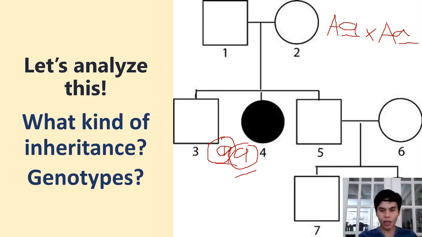Now for the next, for 3 and 5, we have no way of knowing if they are capital A capital A or capital A and small a. So even in the case of 5, 6, 7, 8, it's very difficult to determine what their genotypes are. But at the very least, our guess that this kind of inheritance is recessive makes sense because we have a homozygous recessive genotype for 4 and we have heterozygous genotypes for our parental generation. So it can make sense. It's possible for it to be a recessively inherited trait.